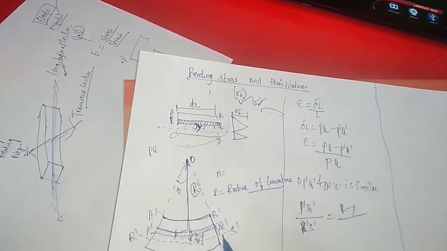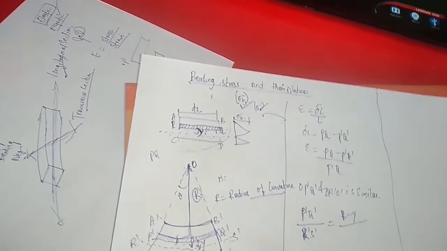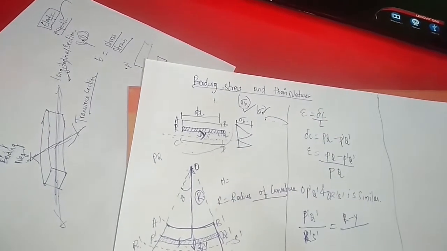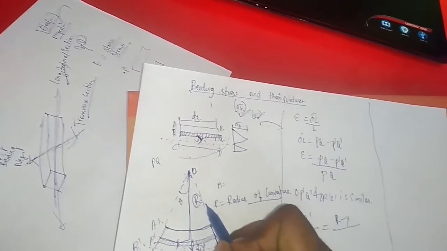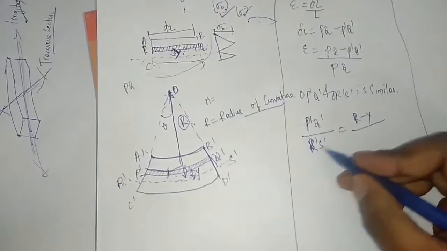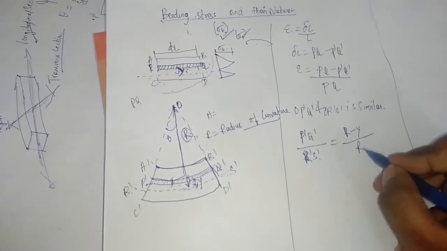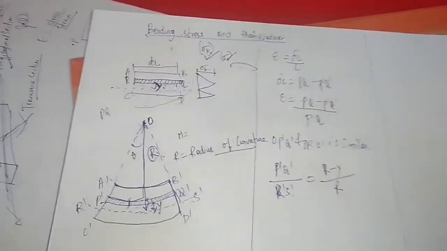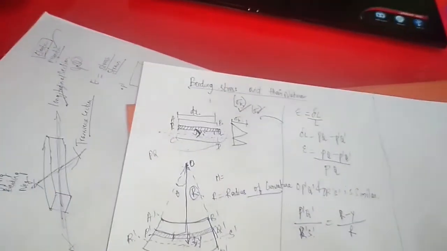R dash S dash is nothing but the neutral axis. So the distance from point O to this neutral axis is simply R. So R dash S dash is simply R, and P dash Q dash is R minus Y. You understand? So this is how we are going to take it.